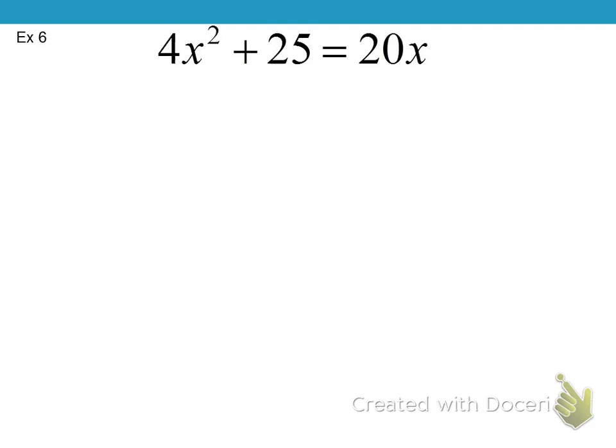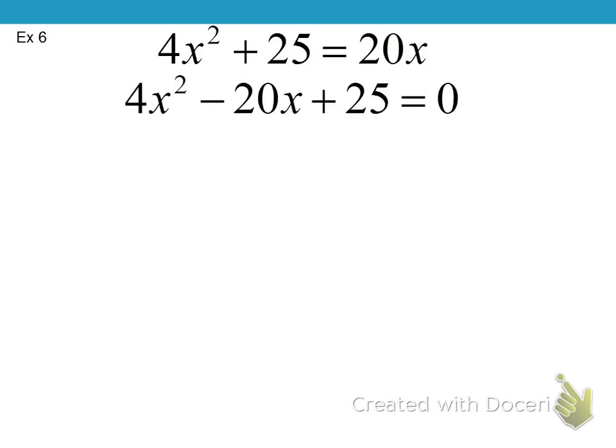Subtract 20x. Where shall I write the 20x? In the middle. To factor, you want the x squared term, then the x term, then the regular number. We call those constants. We want it like this. Does it have to be like that? Yes, it has to be like that. Okay. MA. I'm going to do the whole process for you.